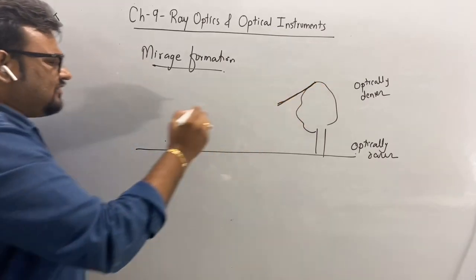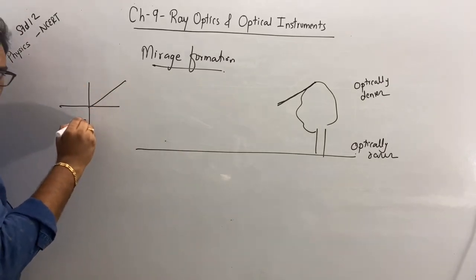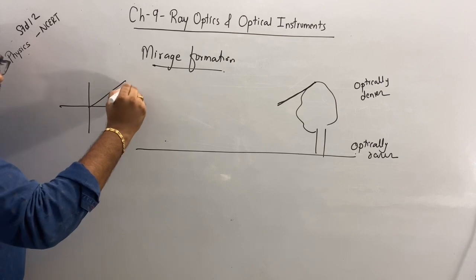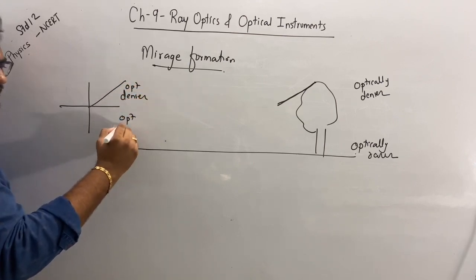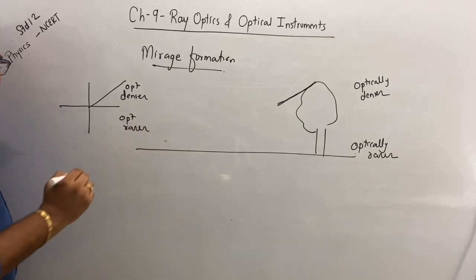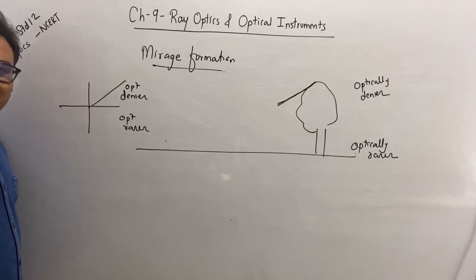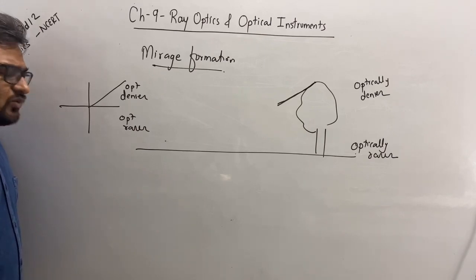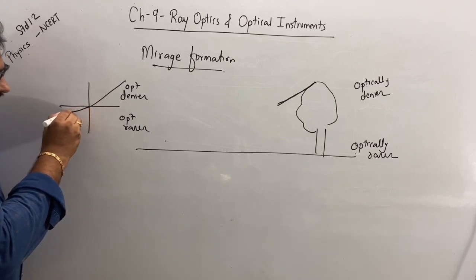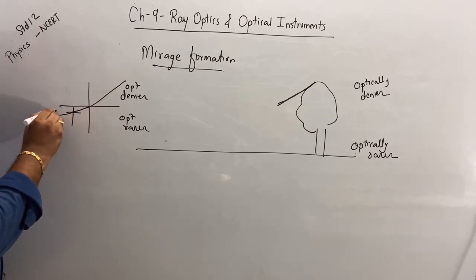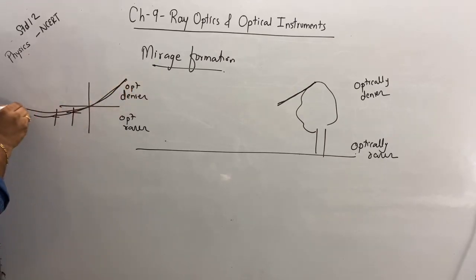Okay, so now when the ray of light is coming from here, what will happen here? When the ray of light enters here, if this is the surface normal, this is optically denser, and this is optically rarer. So when a ray of light enters from an optically denser to an optically rarer medium, it will move away from the normal. Right? Again the same thing, away from the normal. So this ray will be in this way.